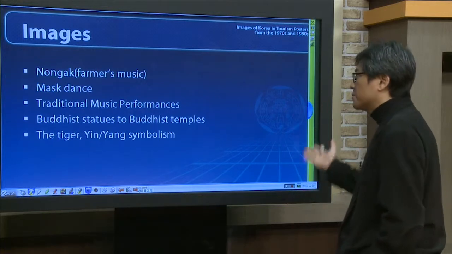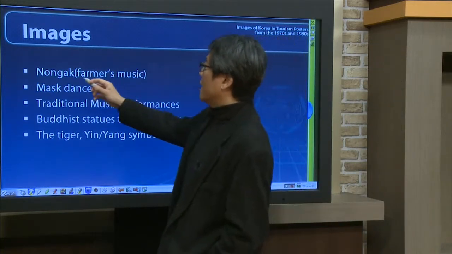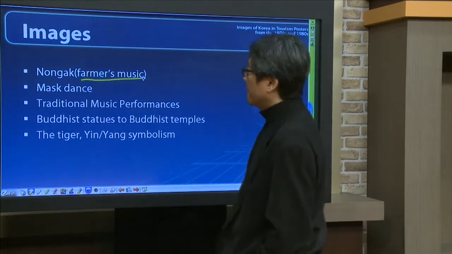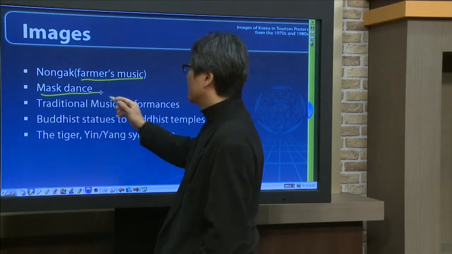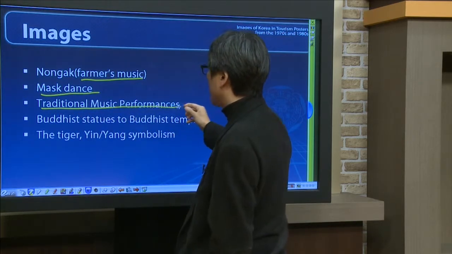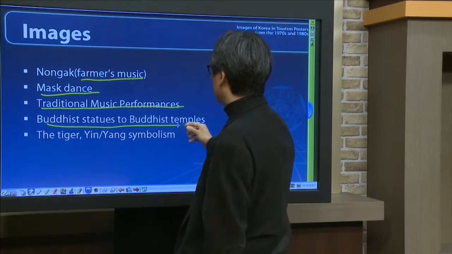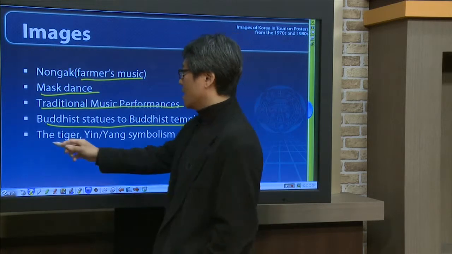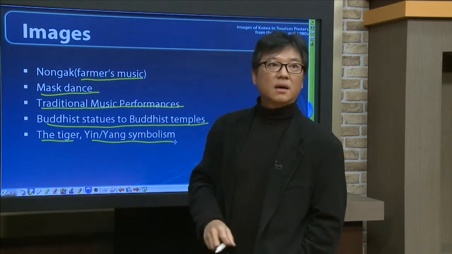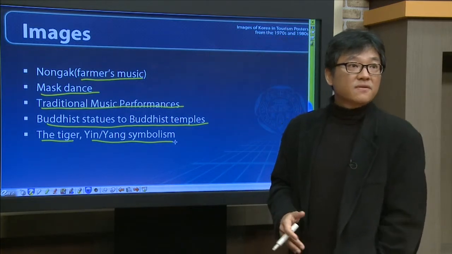And also other types of images can be found. The nongak, the famous music, there are popular icons and images here, and the mask dance. And we've seen this already: music performances, and Buddhist statues, Buddhist temples, and also taegeuk, the yin and yang symbolism. And these are other minor images, but also very frequently used, even today.